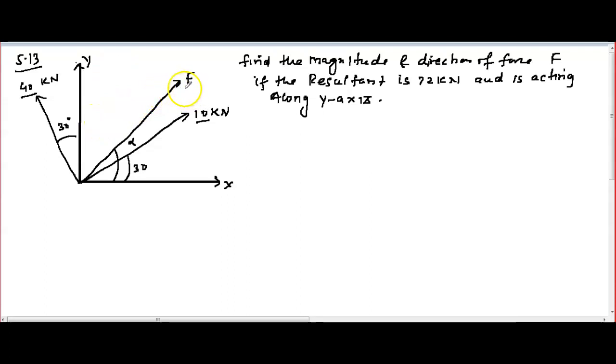And this force F you have to find. Find the magnitude and direction of force F. Magnitude means F you have to find, and direction means alpha, this angle given here, that one you have to find. Okay, this is the unknown force F, and if the resultant is 72 kilonewton and is acting along the y-axis, what does it mean? What is resultant, first tell me?